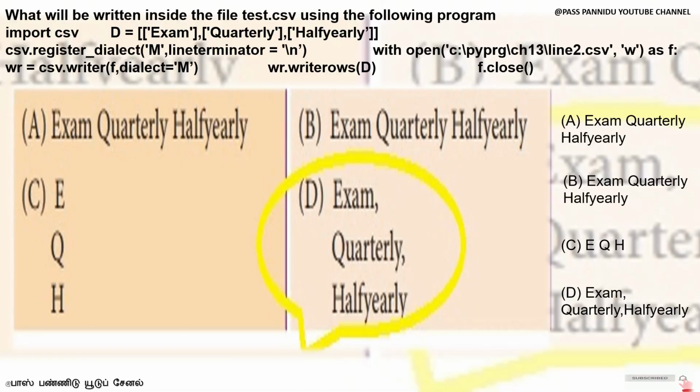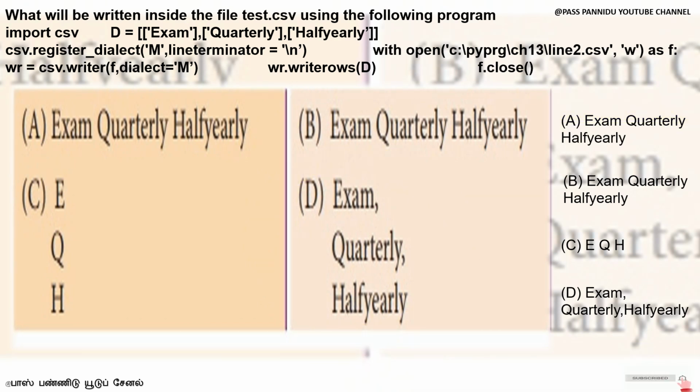What will be written inside the file test.csv using the following program? import csv; d = ['exam', 'quarterly', 'half-yearly']; csv.register_dialect('M', lineterminator='\n'); with open('C:\PYPRG\CH13\line2.csv', 'w') as f: wr = csv.writer(f, dialect='M'); wr.writerow(d); f.close().